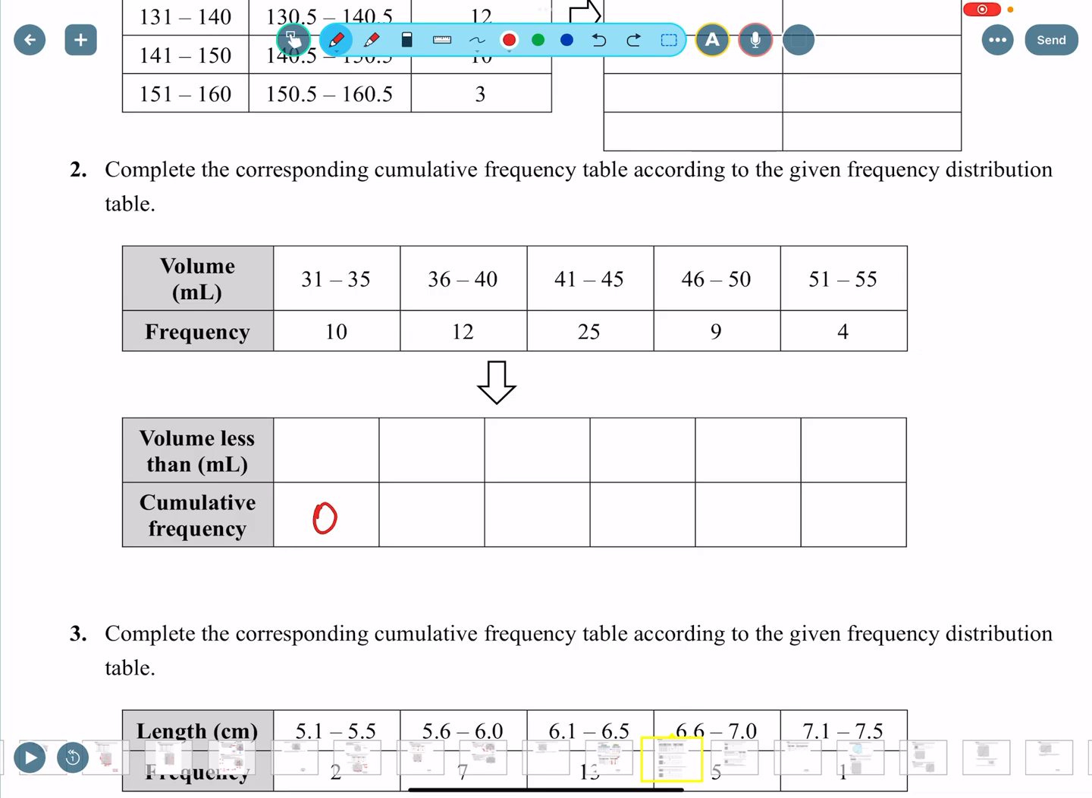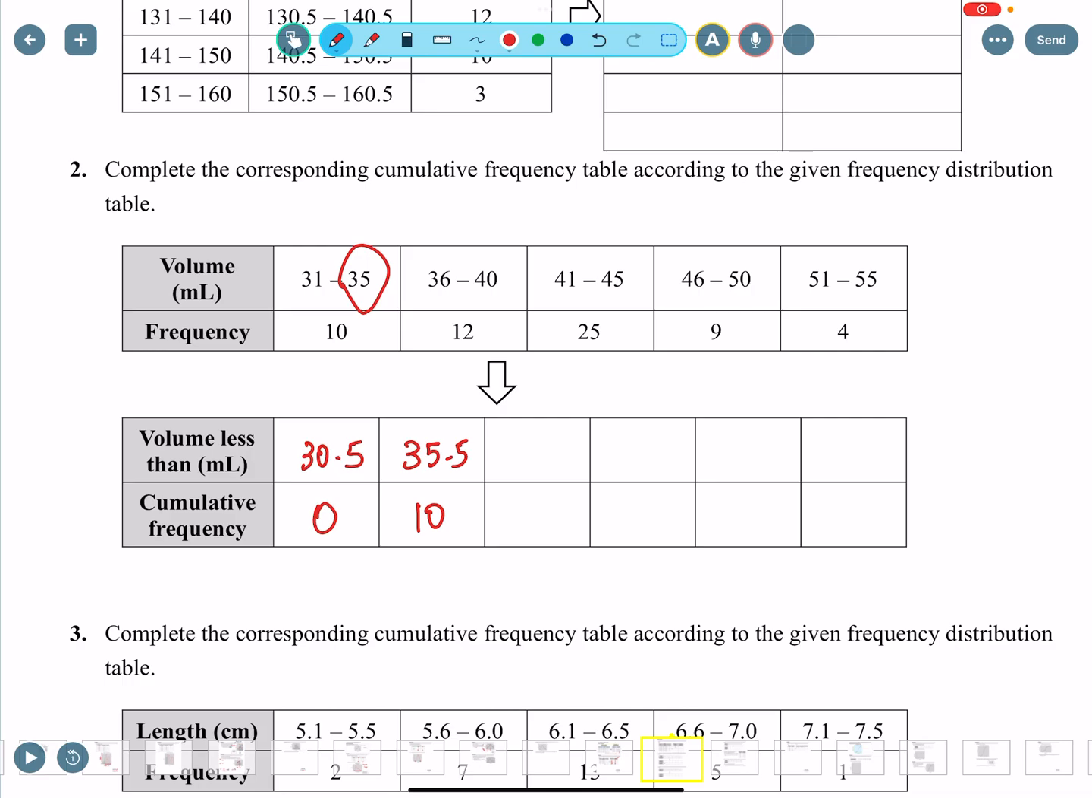It's usually 0.5. So the 0.5 before 31 is going to be 30.5. Volume less than 30.5 is 0. And then volume less than 35.5 will be 10, right? Just this one. You cannot put 35. If you put 35, that means 35 is not included.